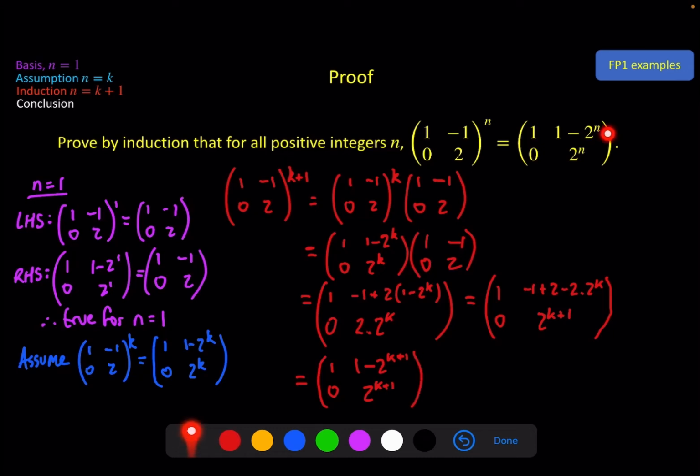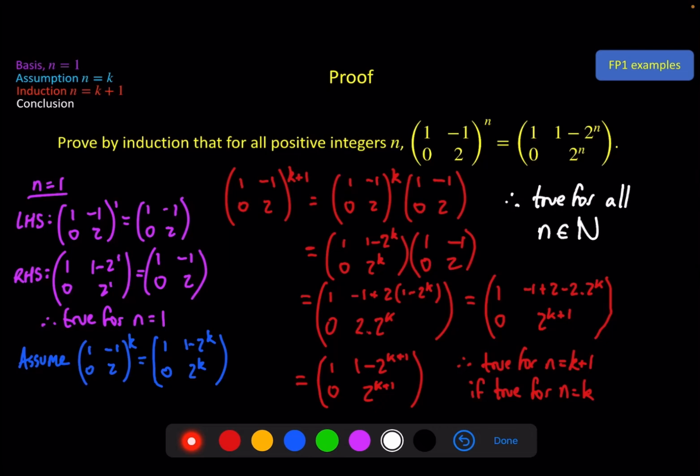And when n equals k plus 1, this matches. So this is true for n equals k plus 1 if it's true for the assumption that we used when n was equal to k. And as usual, together with this basis statement, we can now say, therefore, it must be true for all natural numbers.